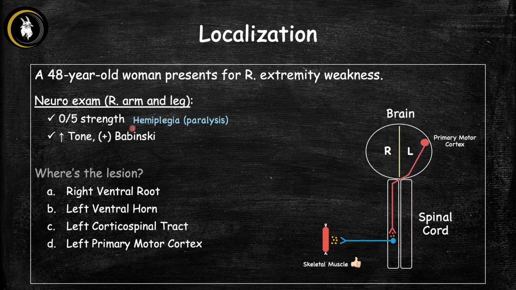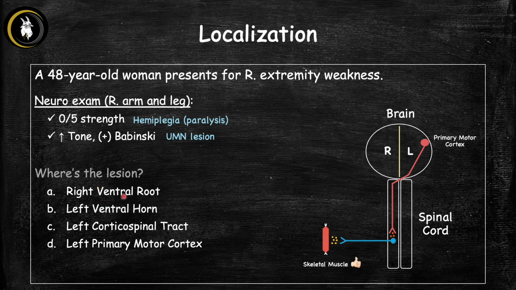So we know that we're dealing with a motor neuron problem. So this could be an upper or a lower motor neuron problem. We don't know yet. But the rest of the exam tells us that she has increased muscle tone and a positive Babinski. So this then helps us figure out that this is going to be an upper motor neuron lesion. So now we can use this information right here to help us answer the question of where's the lesion.